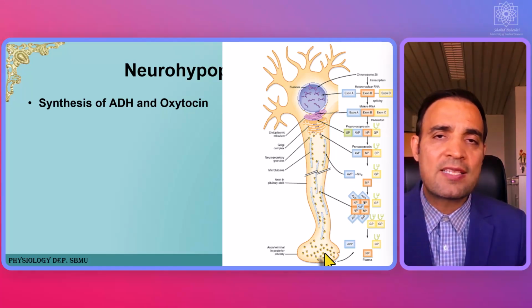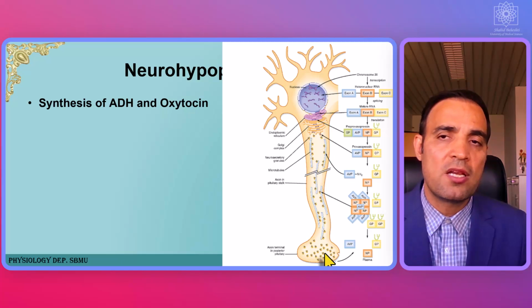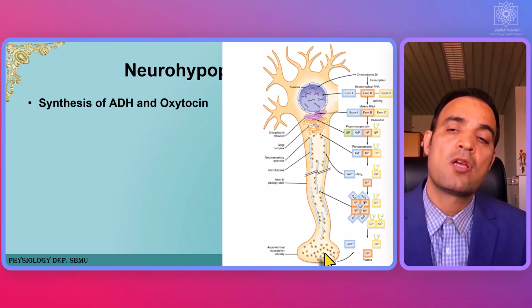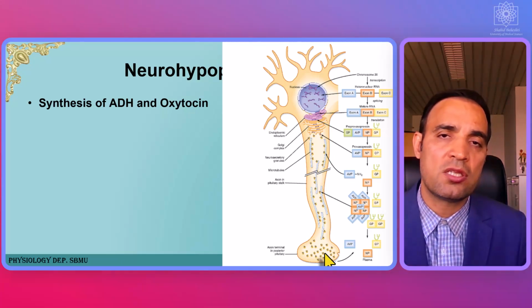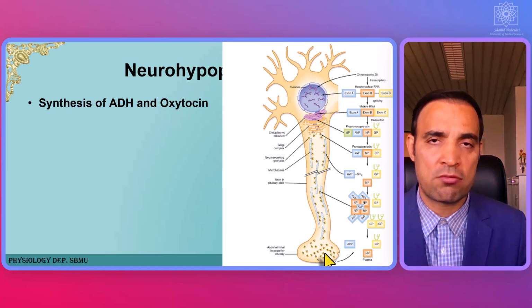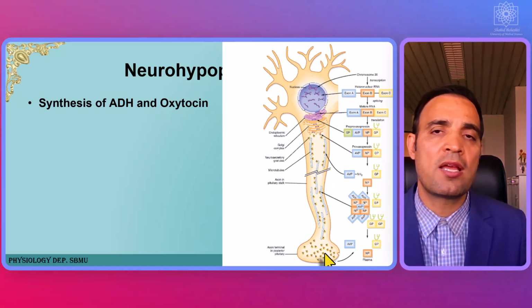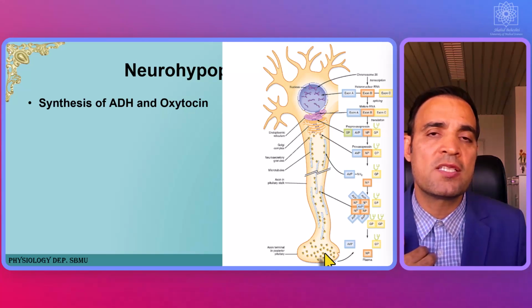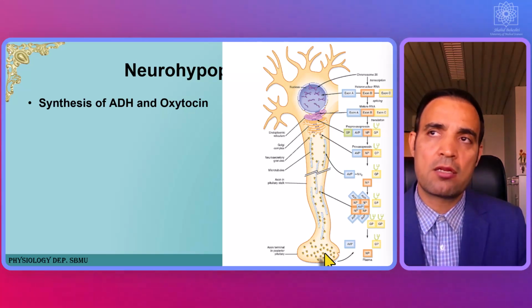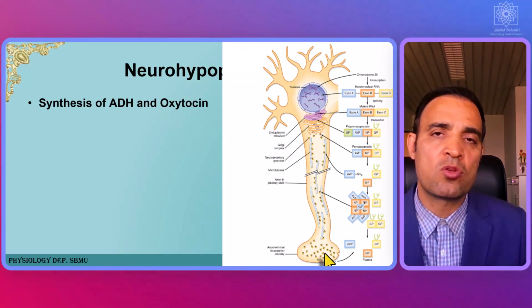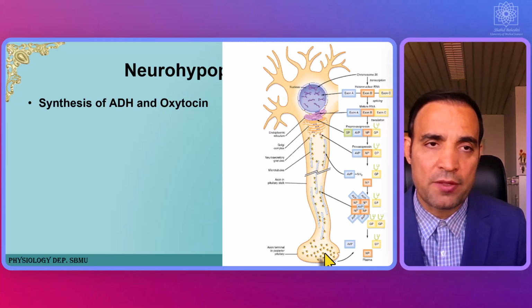The signal that stimulates the neuronal body of the hypothalamus will send the signal to the axonal end by action potential, and then at this axonal end, the hormones will be released into the bloodstream, and then the effect of the hormone can be seen in the body.